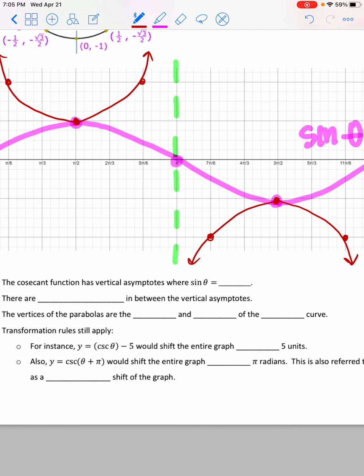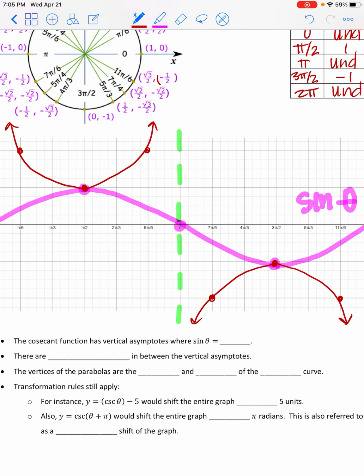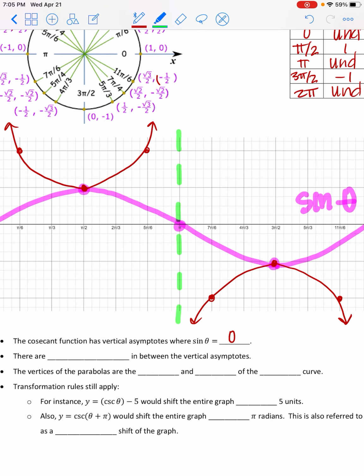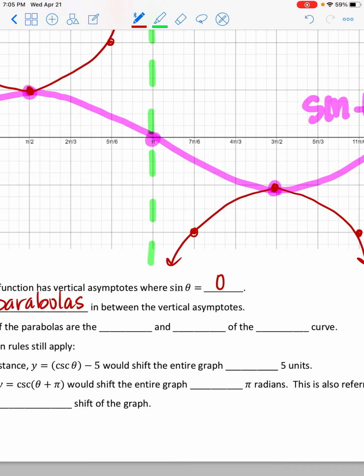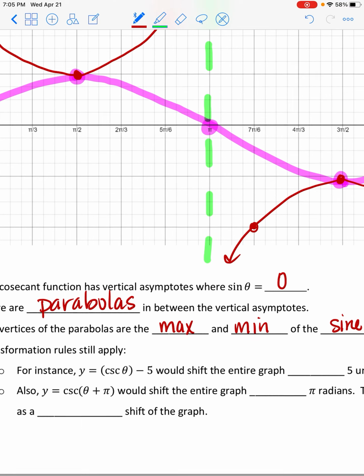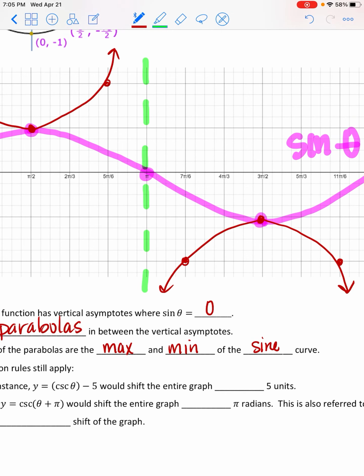Okay, so the cosecant function has asymptotes where the sine is equal to 0. Again, that's because the sine is the bottom of my fraction. And we have, again, parabolas in between, and the vertices of the parabolas happen to be the max and min values of the sine curve. And the transformation rules still apply. Again, not one that we have technically looked at, but is still true.